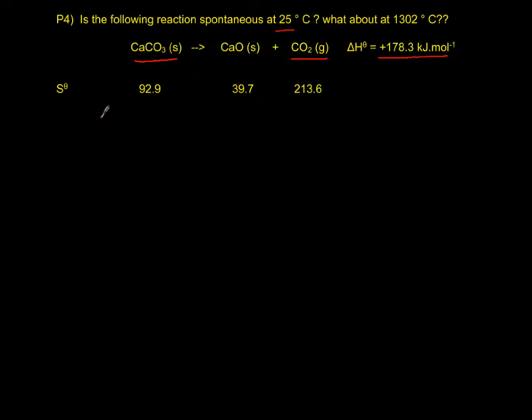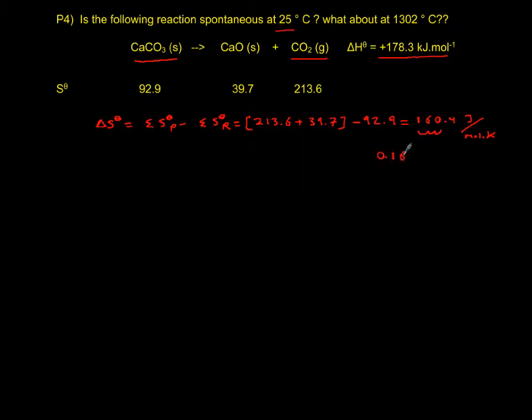Delta S is positive, nature likes that. So let's calculate delta S first, which is the sum of S's of products minus S's of reactants. And then we have 213.6 plus 39.7. That's my products, minus 92.9. And when we do this, we get 160.4 joules per mole per Kelvin. By now you know you should divide by 1000 to convert it immediately to kilojoules per mole per Kelvin.